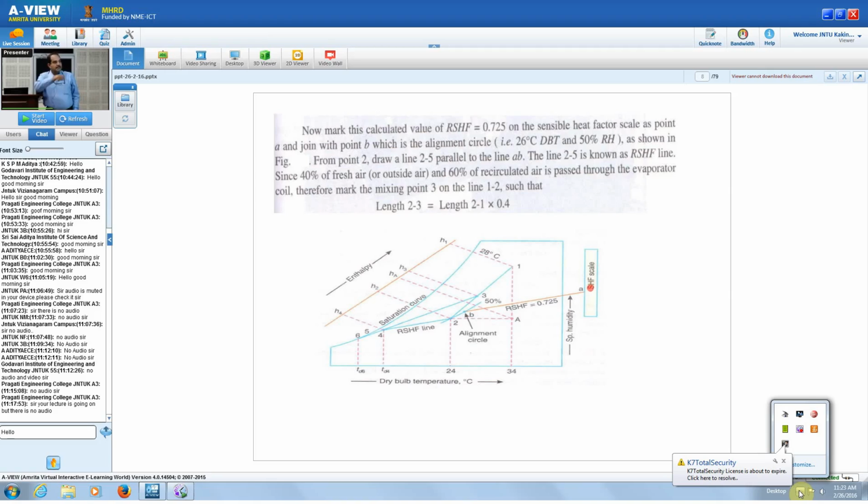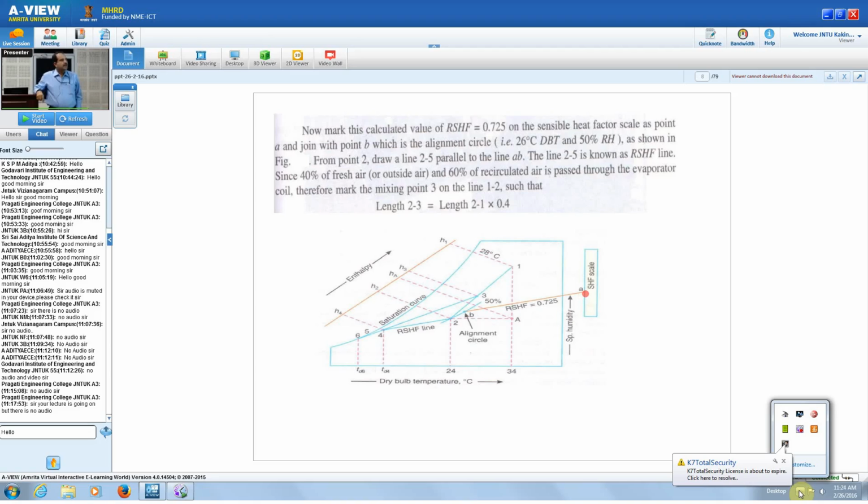That is the sensible heat factor line. Then you locate the point 0.725, right side, totally right side. That is point A. Yeah, that is point A.